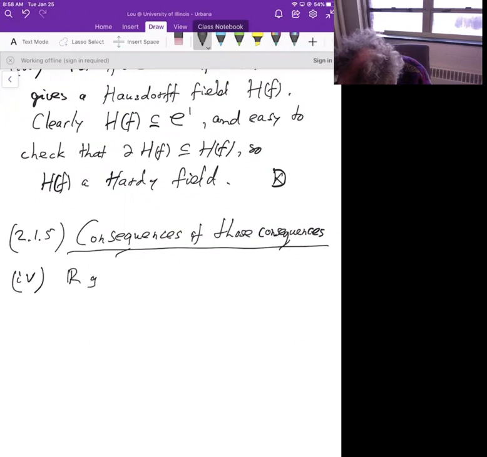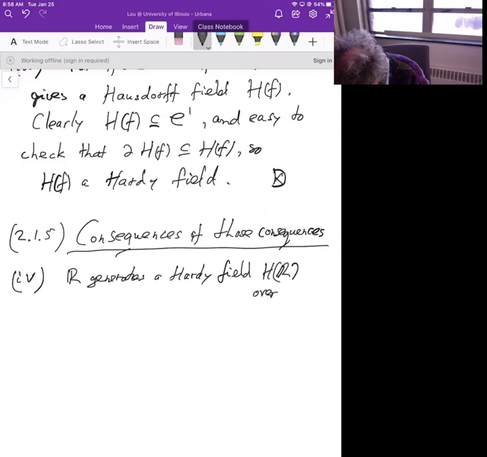R generates a Hardy field H(R) over H. You just adjoin one real number after another till you have adjoined them all, and that should be clear. And that means that in practice we can always restrict our attention, at least for the kind of problem that we are interested in, to Hardy fields that contain all the real numbers.